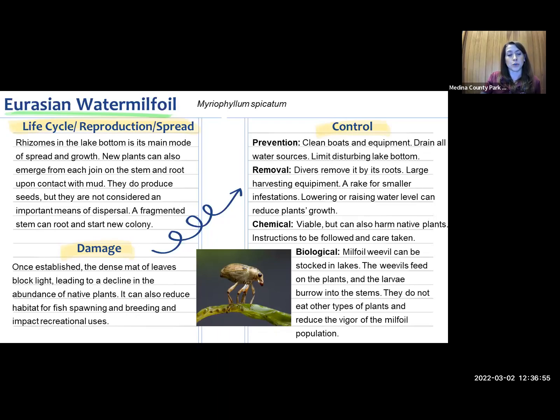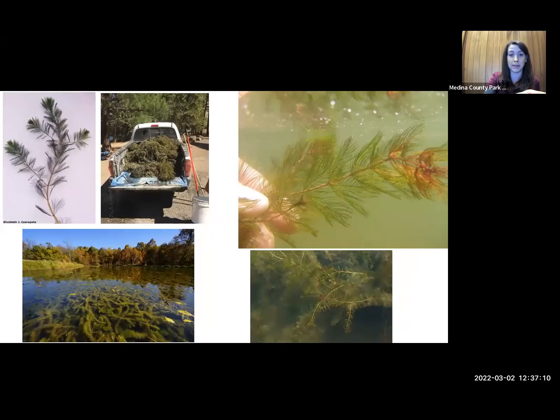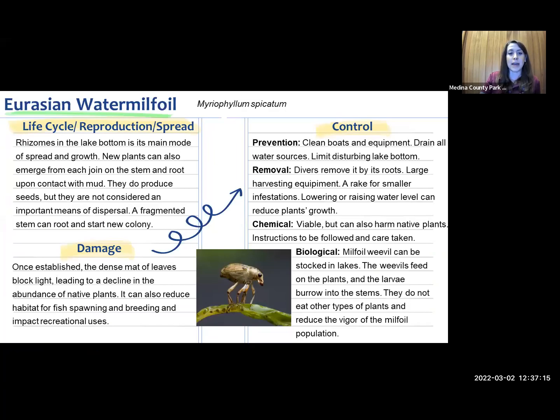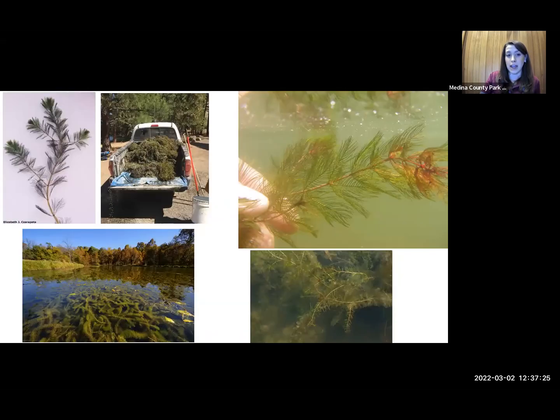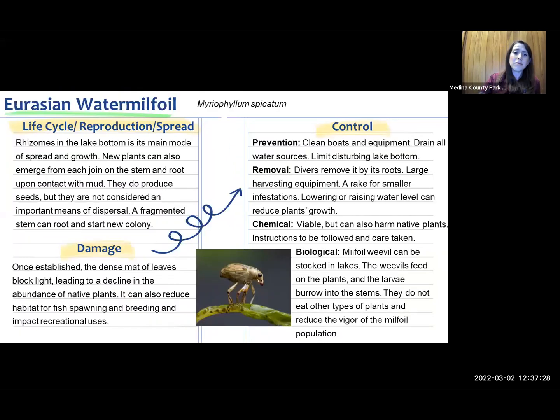As far as control, how do we take care of it? Prevention's always number one. I'll just keep saying it. But you can also remove it by its roots, which sounds like an enormous task. We saw that pickup truck that's back there. I can't imagine the amount of work that took to get that out of there. Chemicals can be viable, but again, these are usually non-specific chemicals, so not always an option depending on where we are. And then lastly, I thought this one was very fascinating.